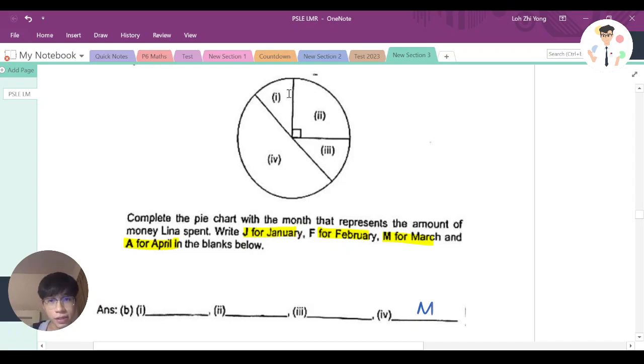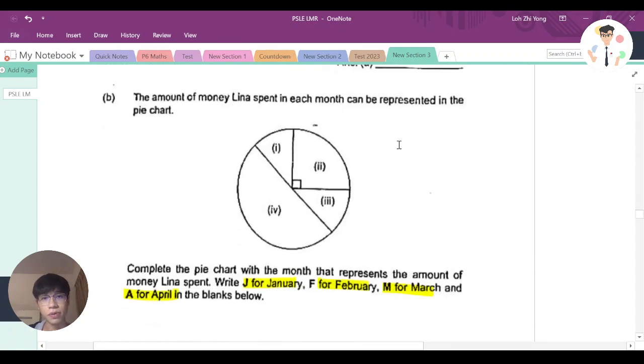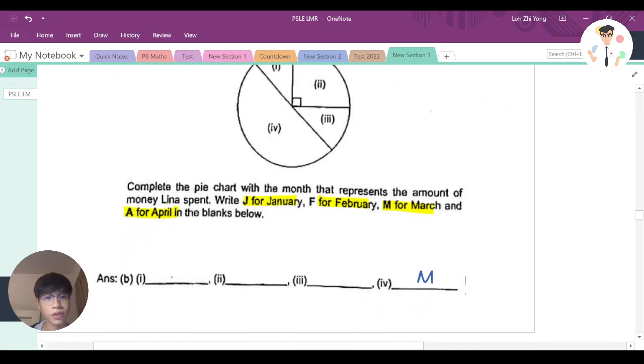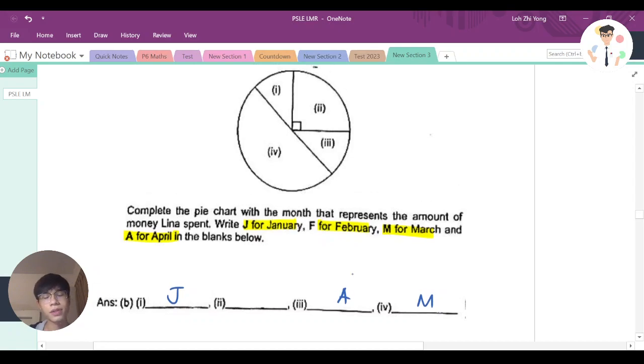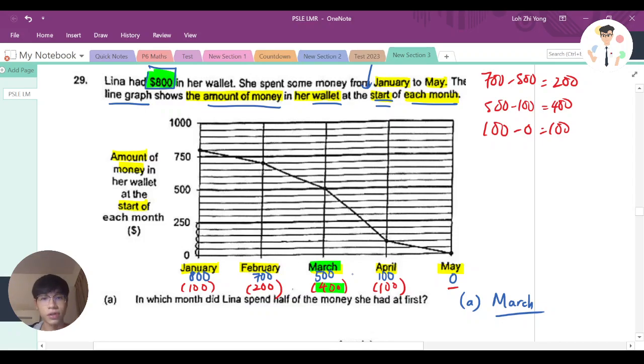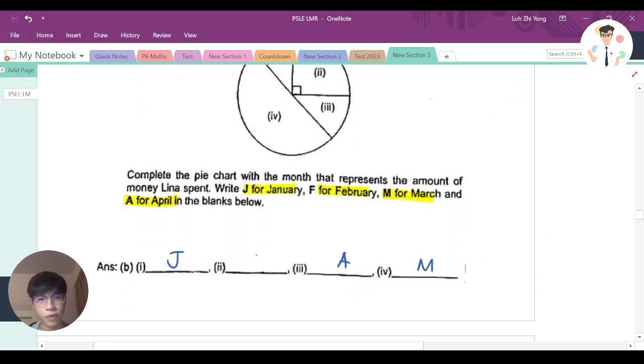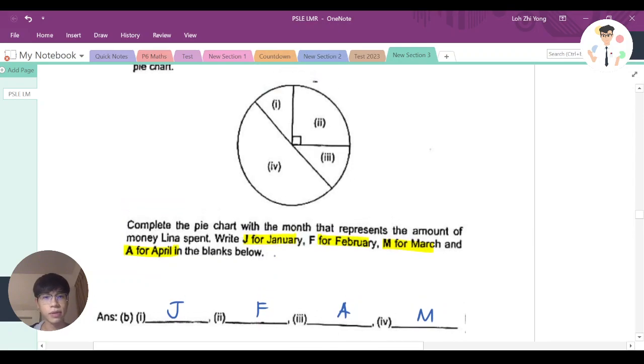And which two are actually the same? But you can see, right, this is 90, this is half. So 1 and 3 are supposed to be the same. I know it's January and April. And of course, the one that has a quarter of 800 is 200. So it's February. Okay? And that's all we're done for this question. J, F, A, M. Okay? Done. Let's move on to our next question.